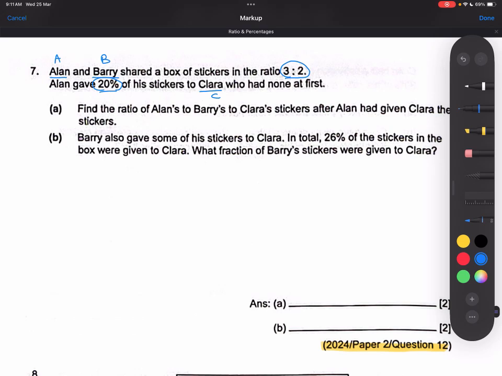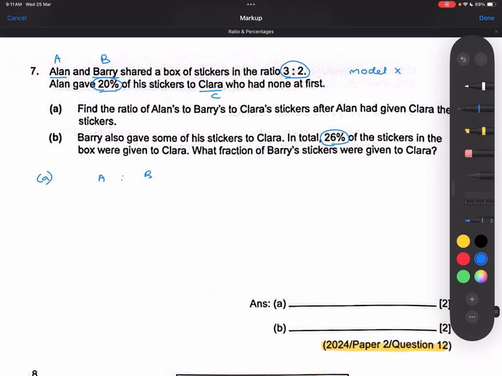Barry also gave some of his stickers to Clara. In total, 26% of the stickers were given to Clara. Now, looking at 26% and 20%, this immediately tells you that the model method will not work for this question, since we do not want to be drawing 26 boxes. So now, start solving the question using the matrix method.